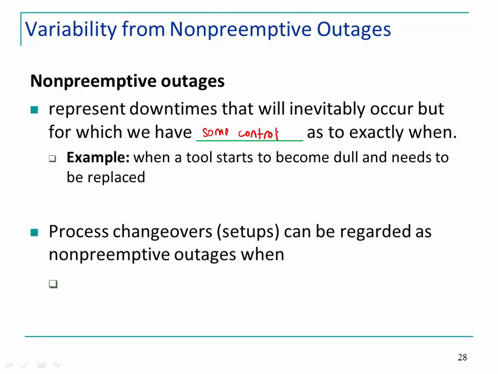For example, when a tool starts to become dull or needs to be replaced. Okay, so now we know that it's going to happen at some point, and we can start preparing for it. So we have some control over that. Maybe we can wait until the next change of production. We're going to start producing another product. We can use that time to replace the tool. We don't have to stop the process until that happens. So process changeover setups can be regarded as non-preemptive outage when they occur due to change in production.